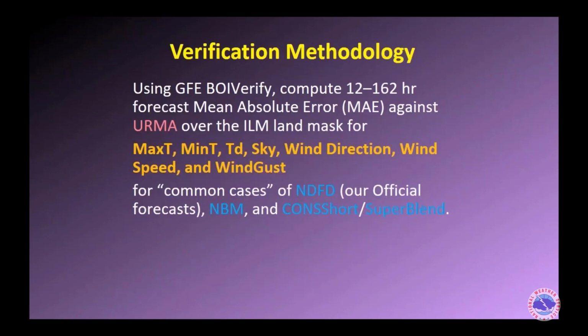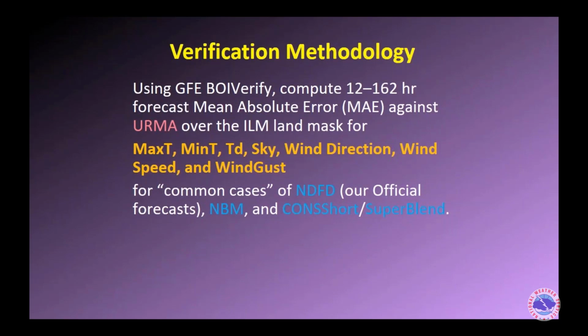So the verification methodology is to use BOIVerify. It was a pretty large time range here. I went all the way from 12 hours to 162 hours. I focused on mean absolute error against URMA over the ILM landmass for a whole array of variables: max T, min T, dew point, sky, and a bunch related to wind. I hope to get POP and QPF working at some point, but it's a little tricky in BOIVerify.